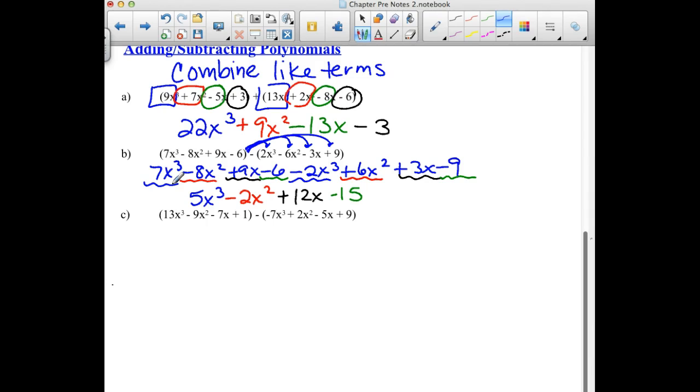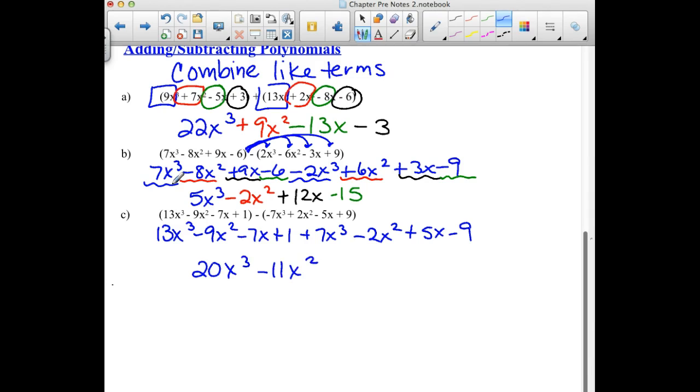All right, distributing our negative. Nothing changes in our first parenthesis. Everything in the second parenthesis turns to its opposite, so positive 7x cubed, negative 2x squared, positive 5x, and negative 9. Combining like terms, we should have 20x cubed, negative 11x squared, negative 2x, and negative 8.